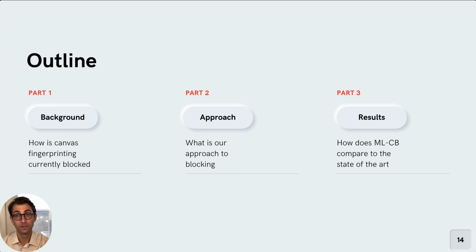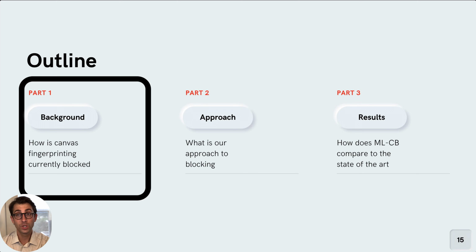This talk has 3 parts. In part 1, the background, I'll discuss how canvas fingerprinting is currently blocked. Part 2 will be our approach to blocking tracking-focused canvas actions. Part 3, I'll discuss our results and how our approach compares to the state of the art. So let's get started with part 1, the background.